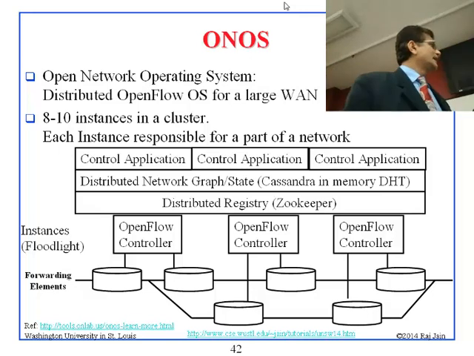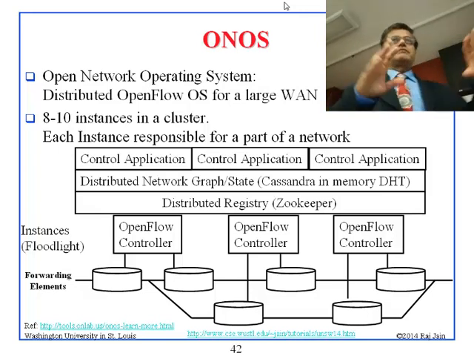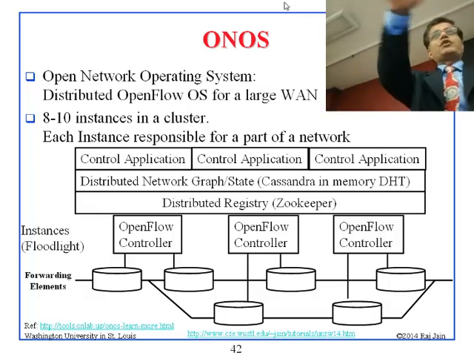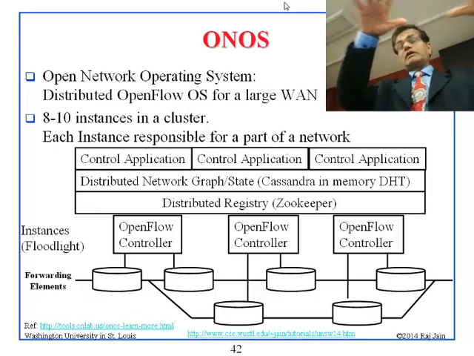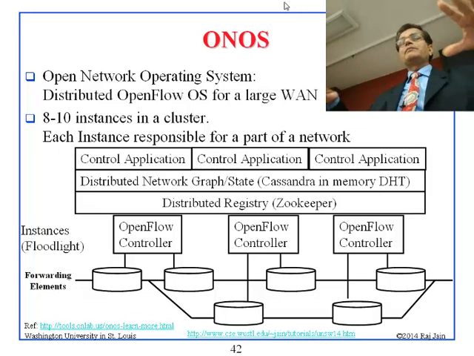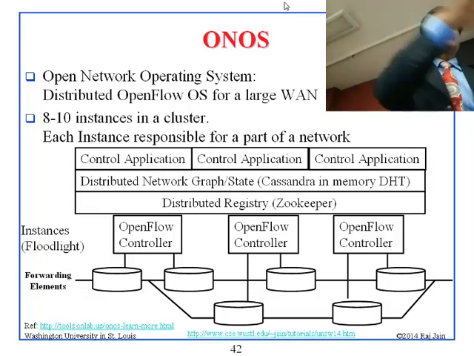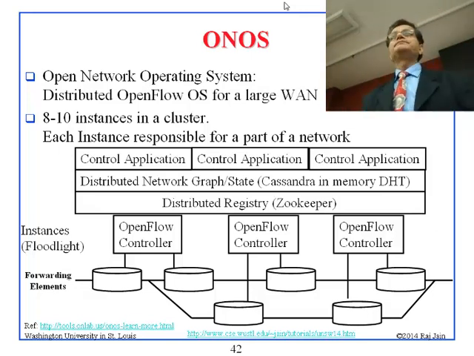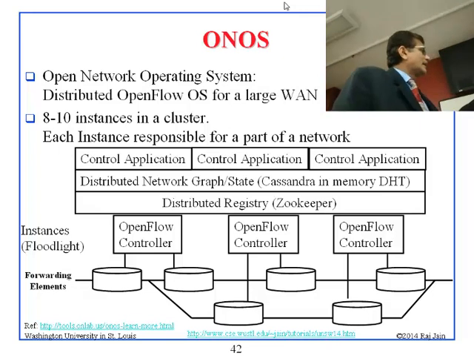Okay? And otherwise, each instance runs a part of the network. So, let's say these four people form a controller cluster, they will each have their own area to manage. But if one dies, the others can help manage that part.